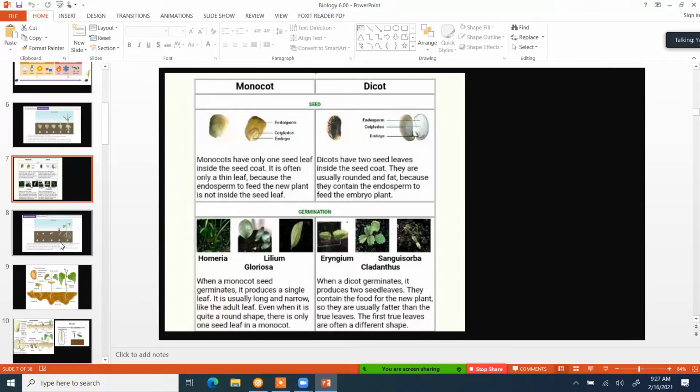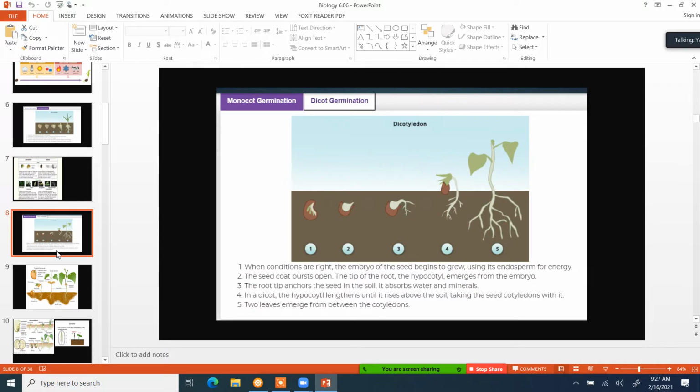All right, let's go over the dicot first before we come back to this one. So this is dicot germination. Now remember, in dicot, the endosperm is within the cotyledon.